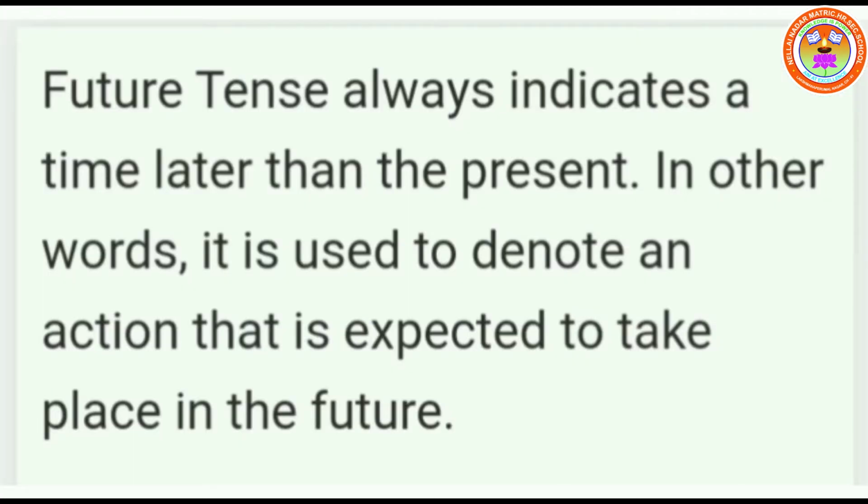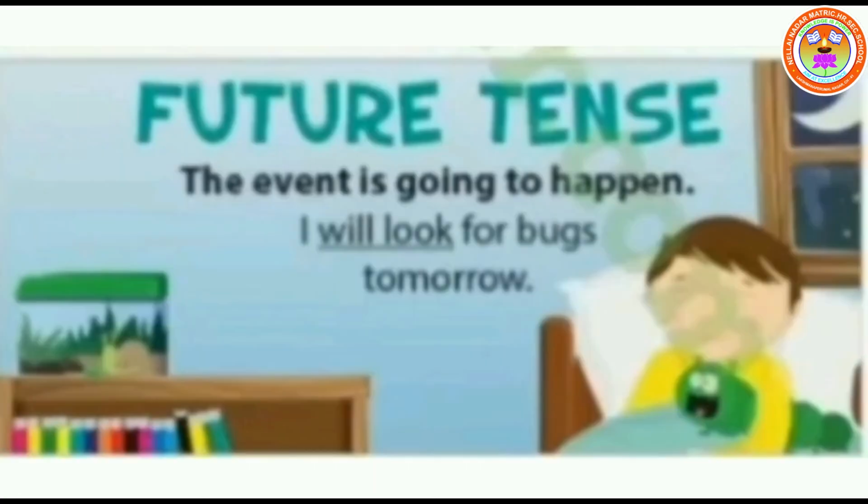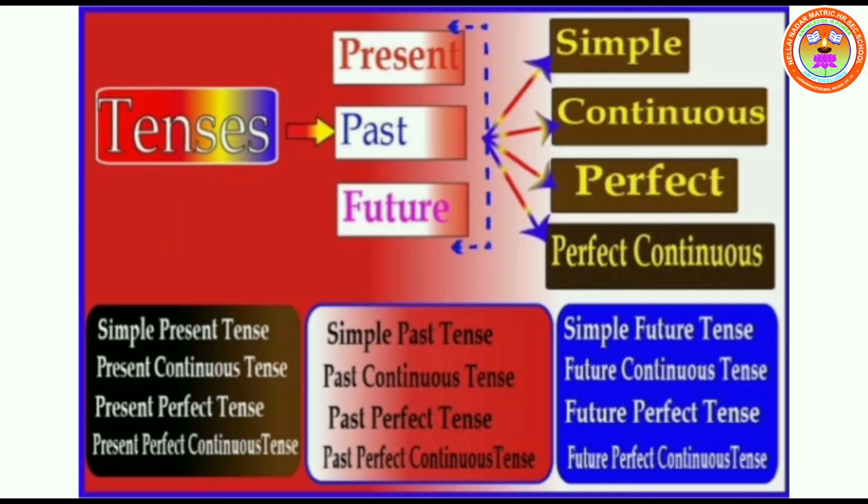Future tense always indicates a time later than the present. In other words, it is used to denote an action that is expected to take place in the future. For example, I will look for bugs tomorrow. Children, now see this flowchart. Each tense is divided into 4 types. Totally we have 12 types of tenses.